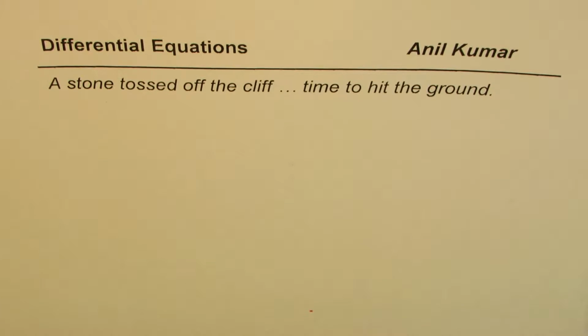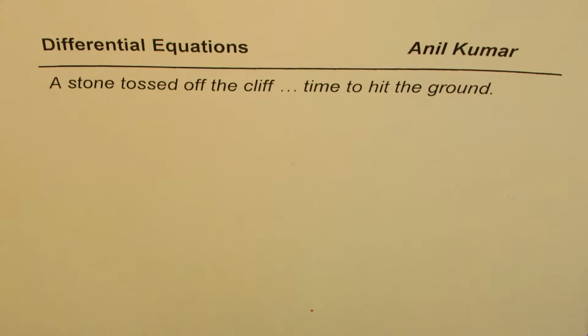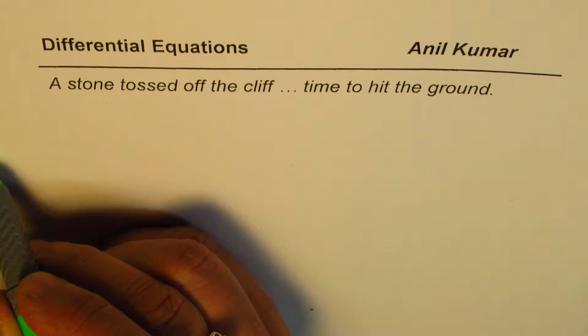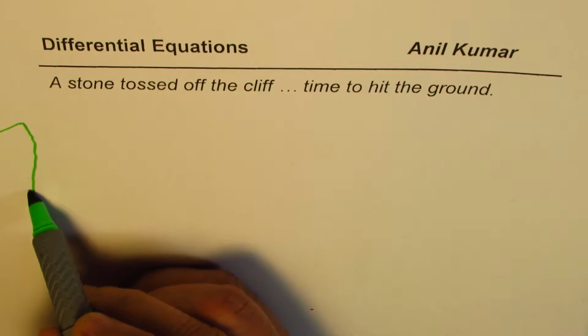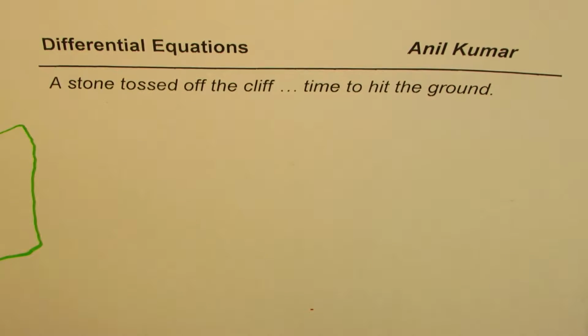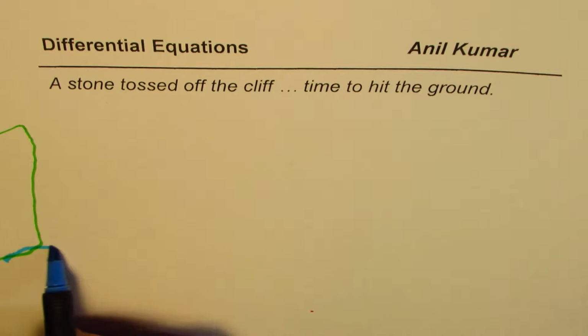I'm Anil Kumar, and in this video, we'll derive a general formula to consider the examples based on throwing a stone from a mountain cliff and finding its height at any time or time when it hits the ground. So let us consider that this is kind of a cliff for us, right? So let's say this is the cliff for us. And let us consider that this is just C here.